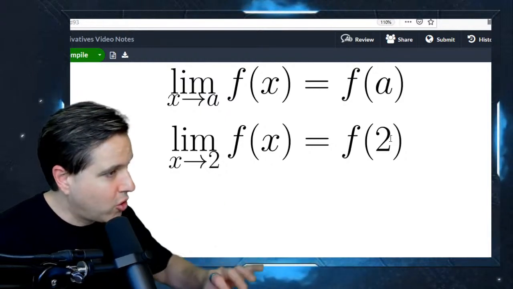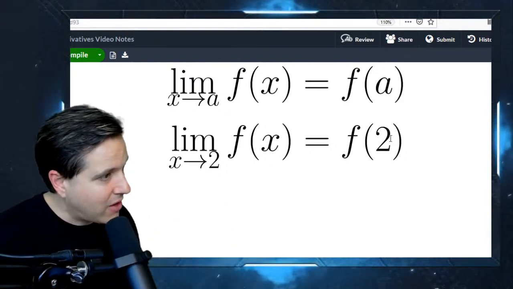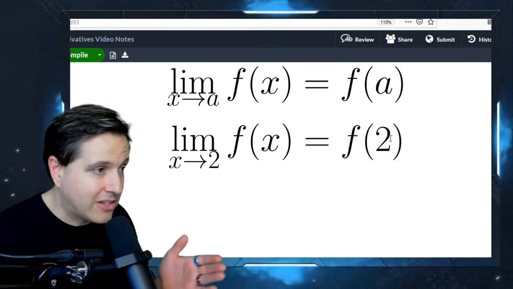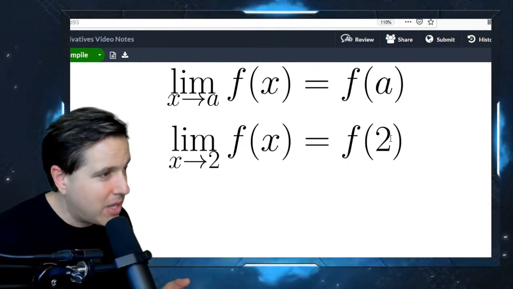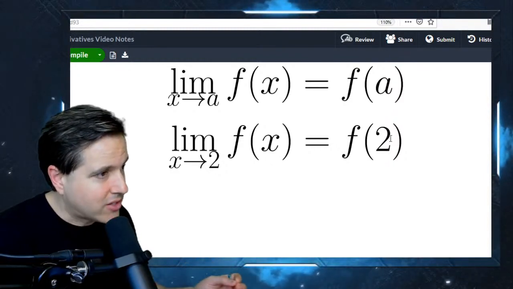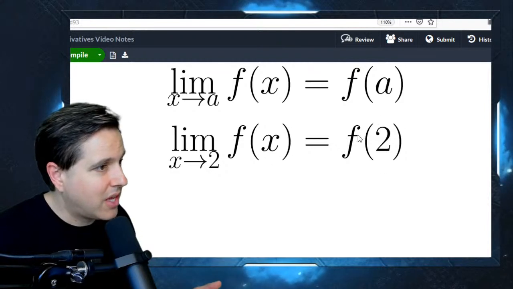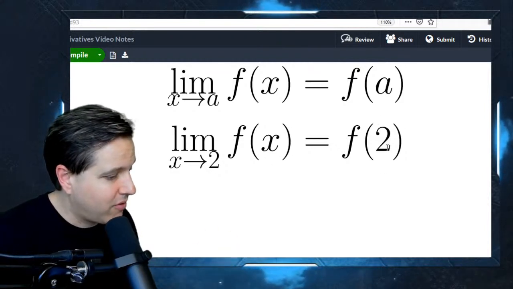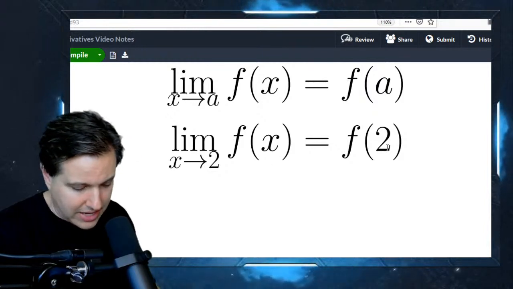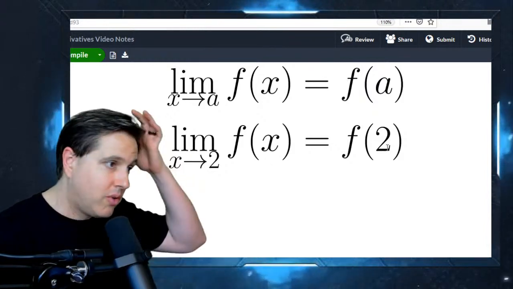So for polynomials at a finite value, it's easy to calculate limits. For a rational function, as long as you're not trying to calculate the limit where there's a vertical asymptote, then you get to do the same thing. You just plug it in, calculate the function value, and that's super easy to do. So that's our basic takeaway of continuity.